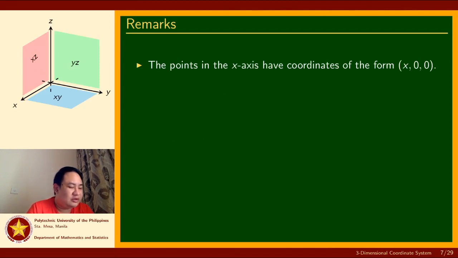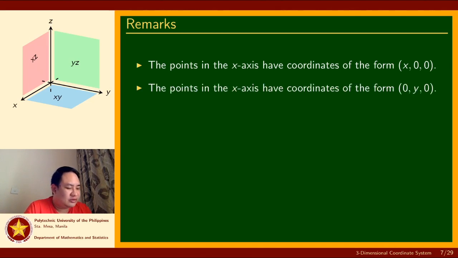The points in the x-axis have coordinates of the form x, 0, 0, because the y coordinate is 0 and the z coordinate is 0, and the directed distance from the yz plane is x. In a similar fashion, the points in the y-axis must have coordinates of the form 0, y, 0. There's a correction here.